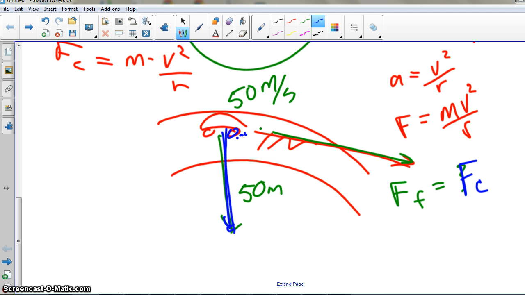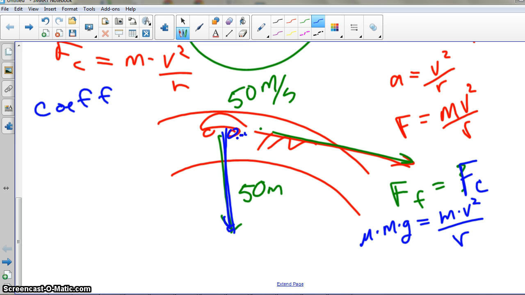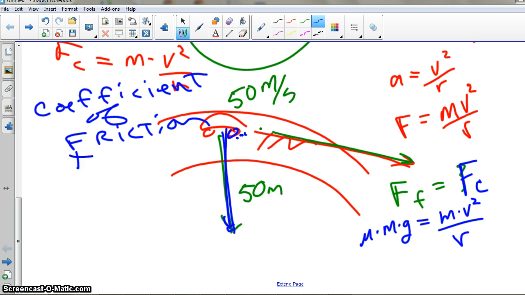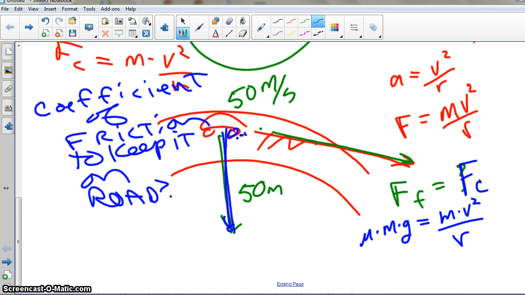So we take what we already know. The friction force is mu times m times g. And the centripetal force is m times v squared over r. And I think when I set up this problem, I asked something different than what I meant to ask. I think I asked what the force had to be to keep it. What I was meaning to say is, what must the coefficient of friction be? What is the coefficient of friction got to be to keep it on the road?